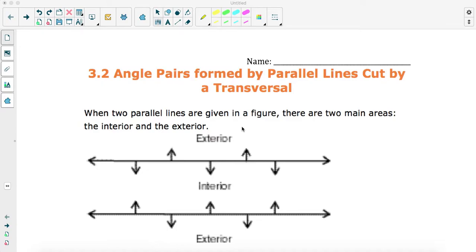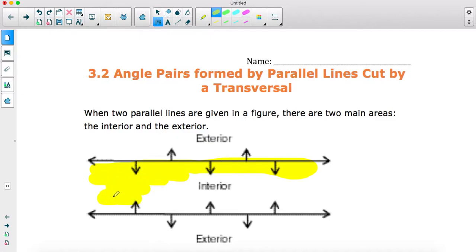This video is going to talk about the relationships that exist with the angles that are formed with parallel lines. I want to start out by looking at this key idea that's going to guide our thinking today. If you look at the parallel lines that I've created here, this space in between them we're going to consider the interior space. And then everything on the outside of those lines will be considered the exterior.